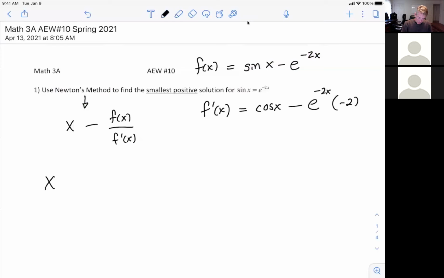So that means that the general formula is going to be take x and then the function, so that's sine of x minus e to the negative 2x, divided by its derivative. So that's going to just be cosine of x, and then a negative and a negative will make it positive 2e to the negative 2x.